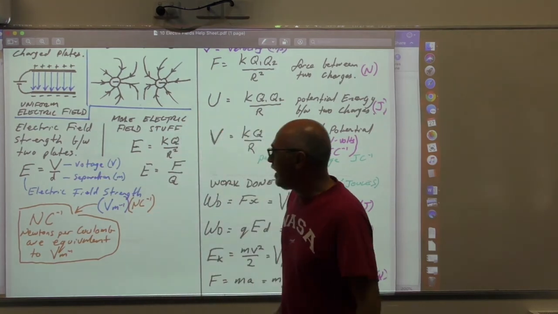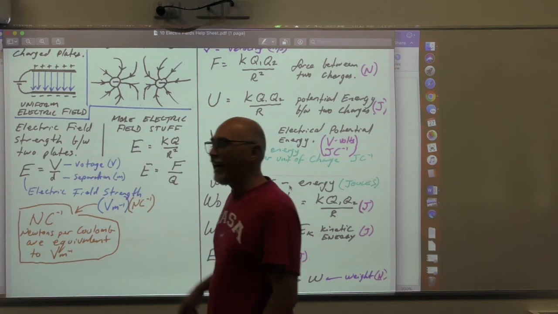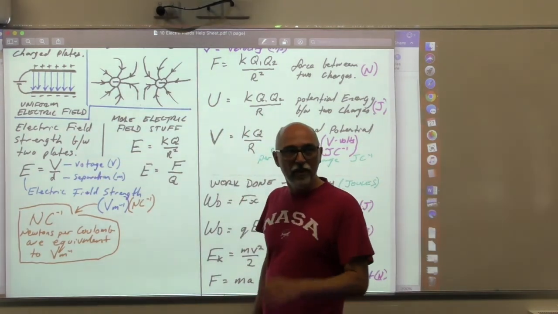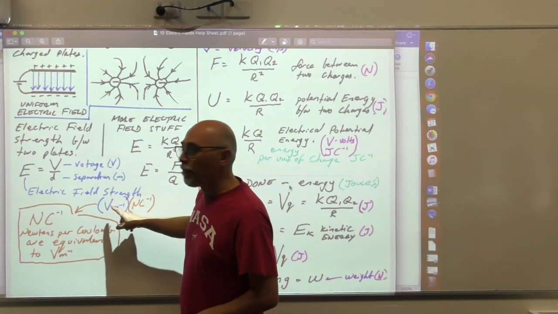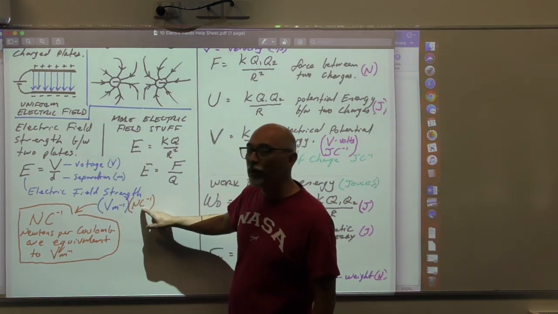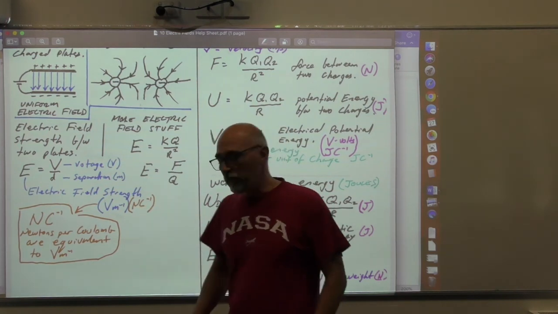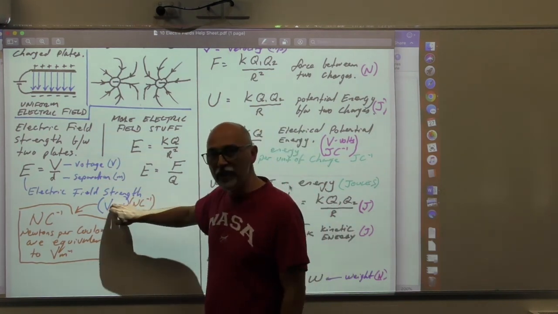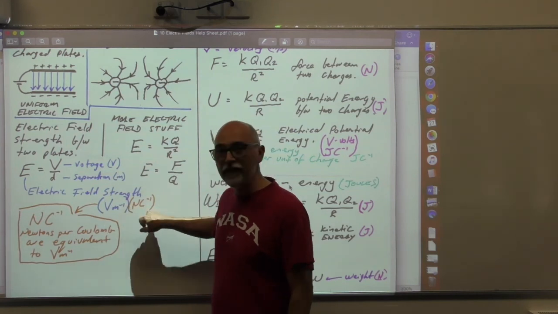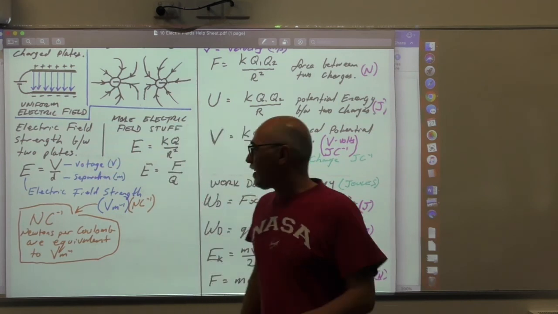Now, something else that may come up as you go along is that electric field strength has an equivalent unit. It's not just in volts per meter, it is also given in newtons per coulomb. So newtons per coulomb is an equivalent unit to volts per meter. If you see either one of these, what they're talking about is electric field strength.